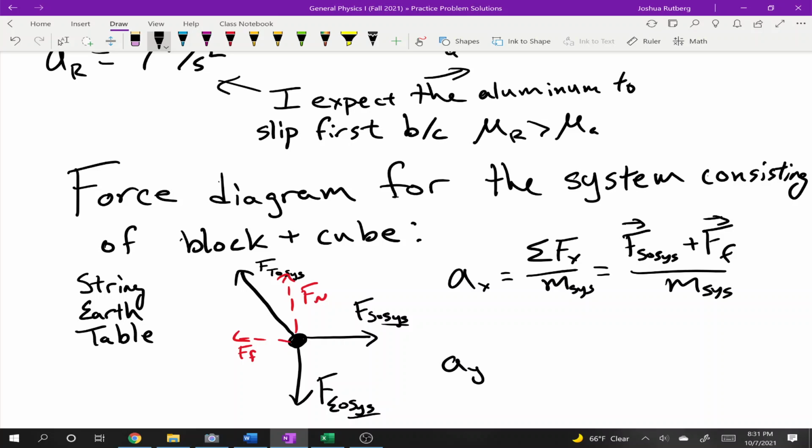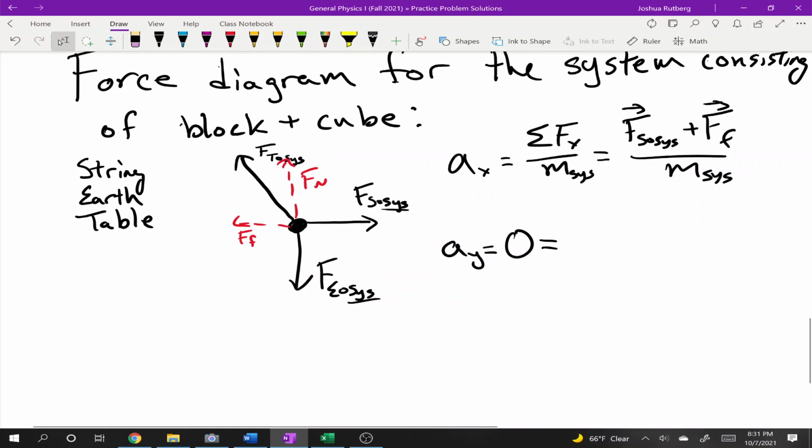In the y direction, this I know is 0. I might as well put that in right now. Means that the normal component of the force the table exerts on the system plus the force the earth exerts on the system is equal to 0. I'm leaving off the mass here because it equals 0. I just multiply both sides by mass. Mass goes away. I can always say this.